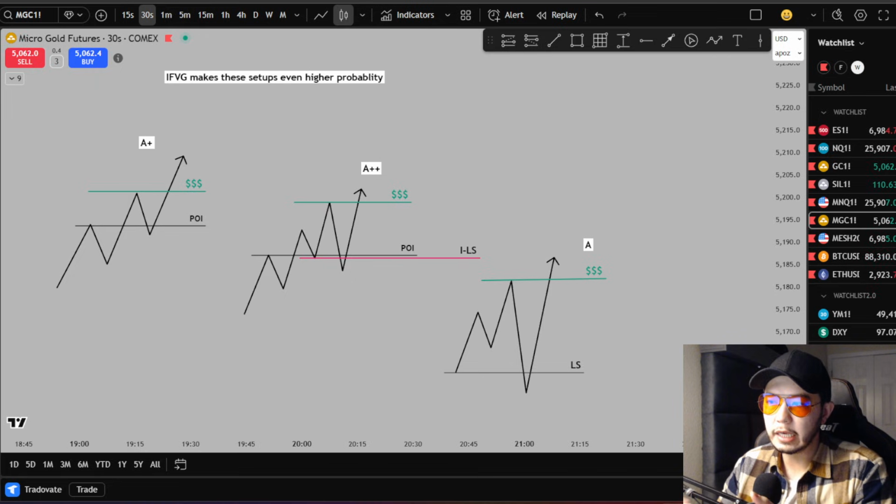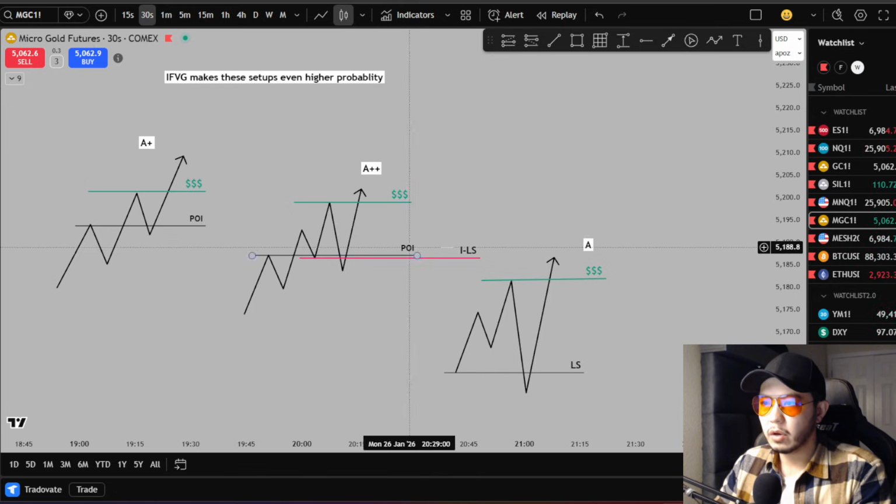The market only gives you these three setups over and over and over again. If you don't believe me, go look at the chart and you will see what I'm talking about. So yeah, after this video, you are going to see it. Once you see it, you cannot unsee it. So let's get right into it.